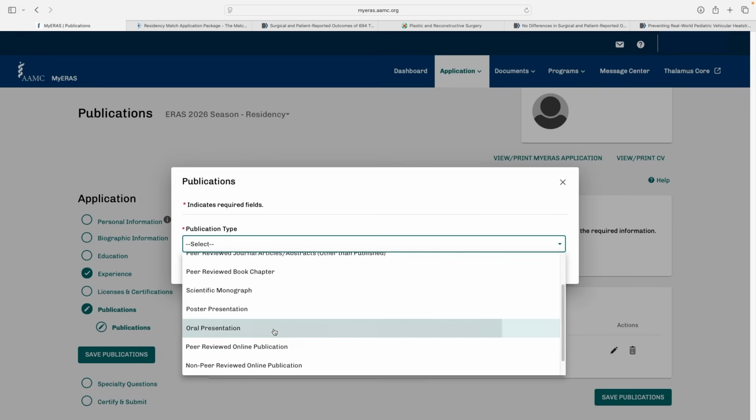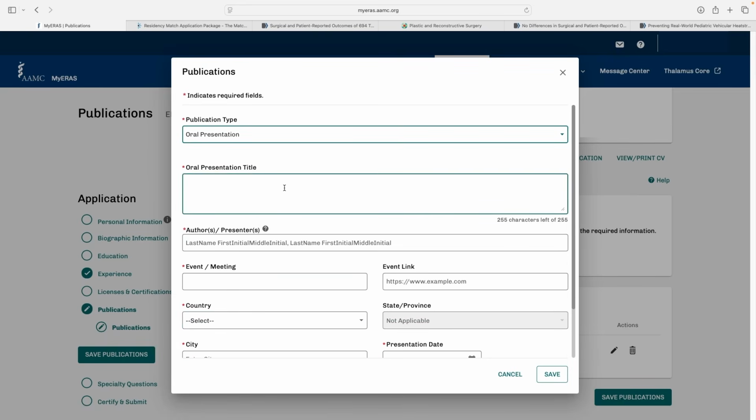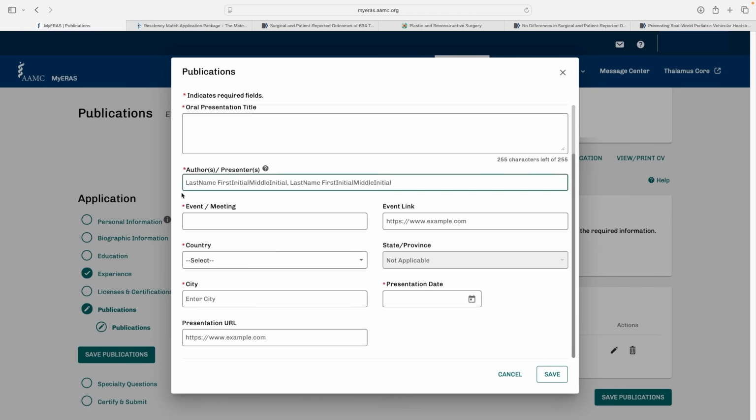And similarly, oral presentations, you have the title of your presentation, authors, the name of the meeting or the conference, if there is a link to your presentation, the country, city, and presentation date. One question I get asked about when it comes to presentations, can I put presentations on my CV that I did not personally present, but I contributed to?